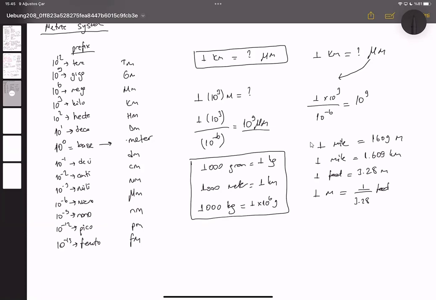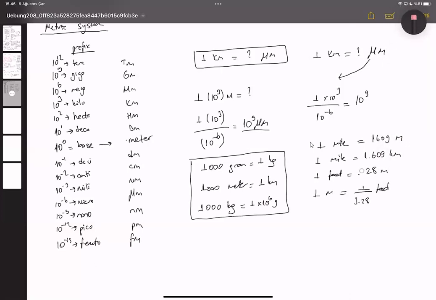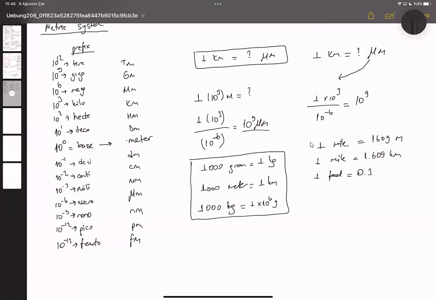Yes, it's not true. 1 feet equals 0.305 or 0.48 meters. But don't worry about it, because if they ask it to you in the questions, they will give the conversion table to you.